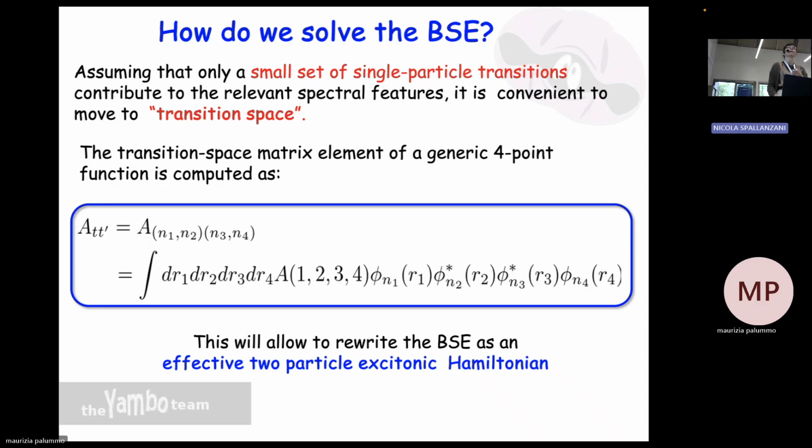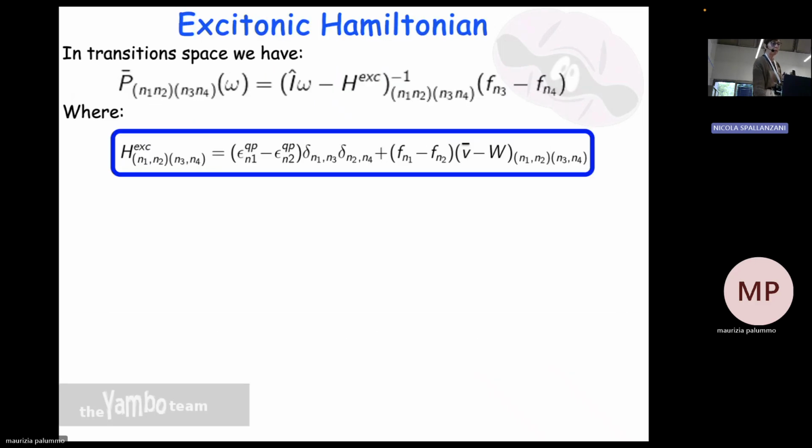T for me is the index that couples conduction states, a transition from N1 to N2, and the same for T prime, N3 and N4. So what I'm trying to show you now is how the equation for the P bar appears in the transition space. And then we will see that it is actually this excitonic Hamiltonian that I introduced before. I skip all the passages, but if you do this, you are able to write the equation for the P bar, which you remember is in terms of P0 and the kernel.